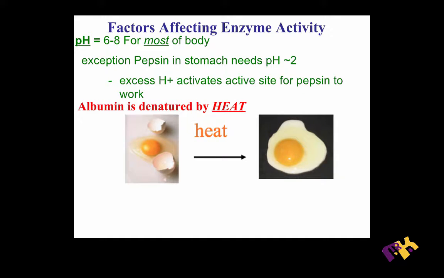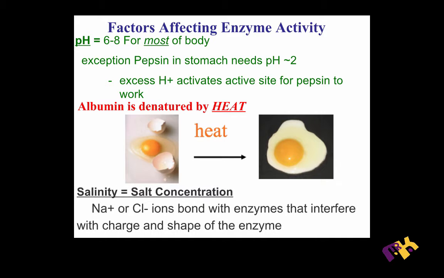Albumin in the white of egg whites, right? If we cook the egg, we denature it. And when we denature it, it goes from being a rather translucent or transparent egg white to being opaque. So why do we heat things up? Why do we cook foods? A lot of the reason is to denature the proteins that make it up.